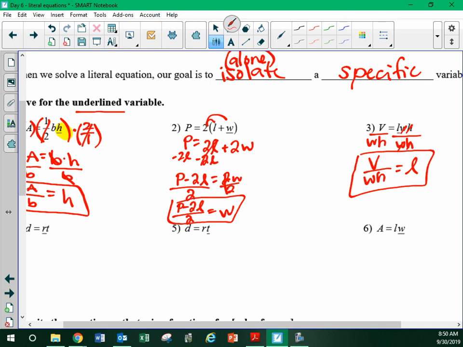Okay, questions on our first 3. It's really the process that we're going to go through. It's just the same thing as before. It's just we have letters instead of numbers. What's that?